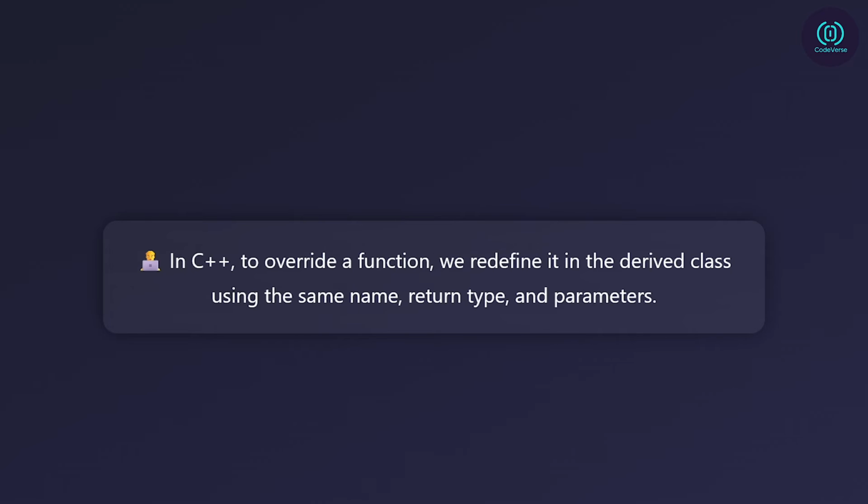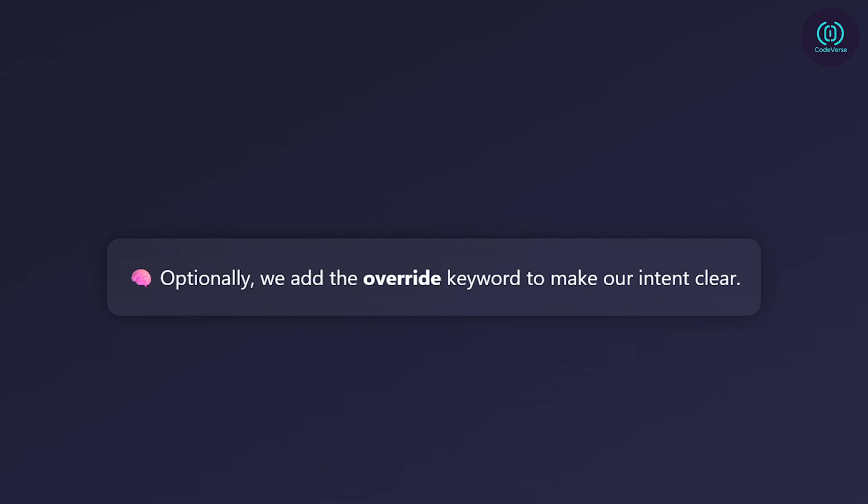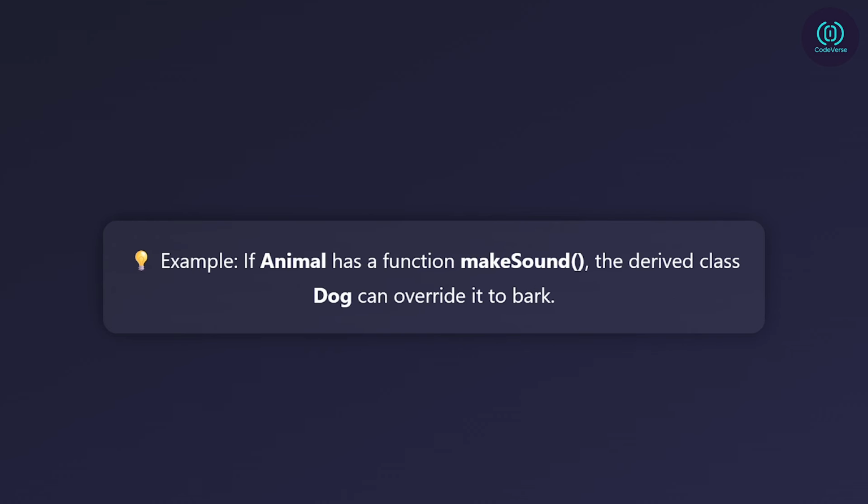In C++, to override a function, we simply redefine it inside the derived class using the same name, return type, and parameters. Optionally, we can add the keyword override to signal our intent clearly. Example: if the Animal class has a function makeSound, and the Dog class inherits from Animal, we can override makeSound inside Dog to bark instead of making a generic animal sound.